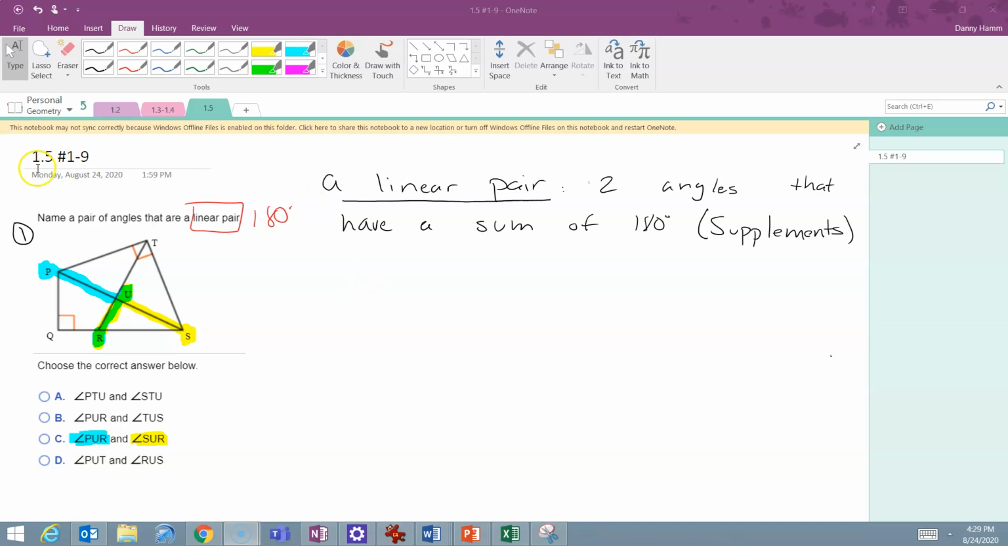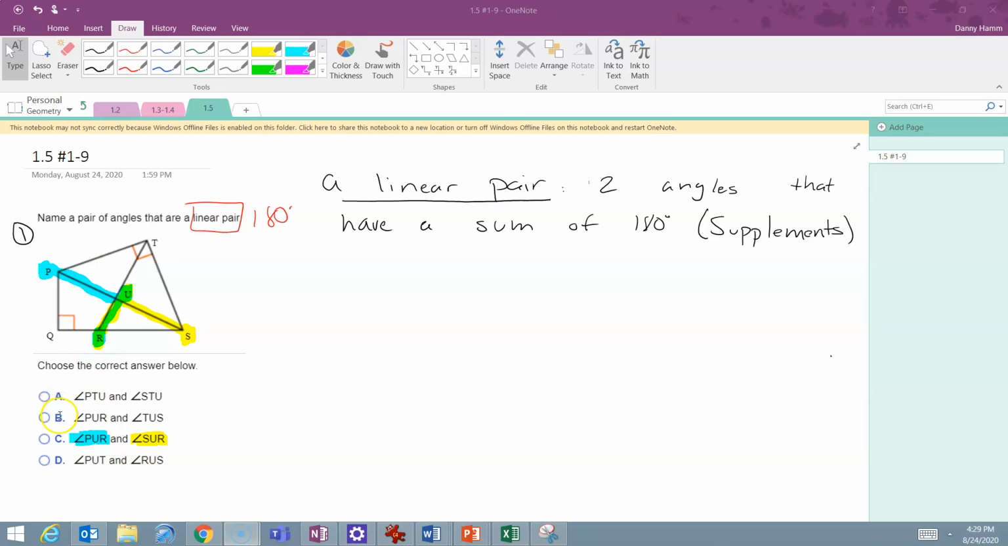Hello, this is section 1.5, looking at numbers 1 through 9. In this first problem, we need to know what a linear pair is. This is any two angles whose sum, when we add them together, is 180 degrees. You could also call these supplements. You'll see this called a lot, as well as a straight angle.